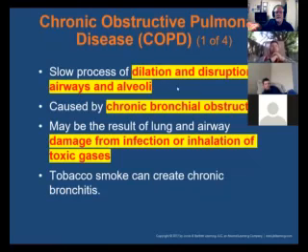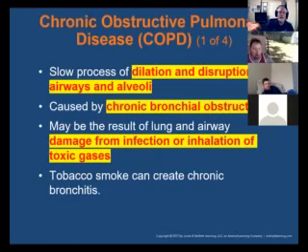COPD dilates and disrupts airways and the alveoli. The alveoli are larger, but because of the disease process, they don't participate in gas exchange as well. The cause is bronchial obstruction, and that bronchial obstruction puts back pressure into the alveoli to the point that it damages them.